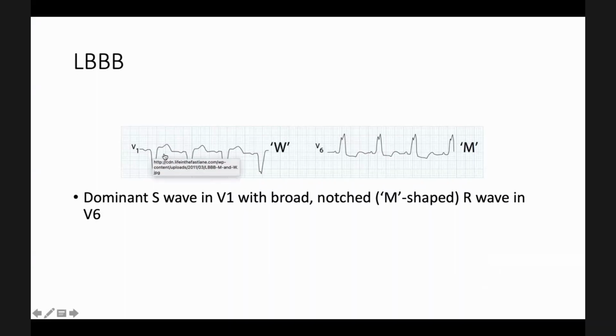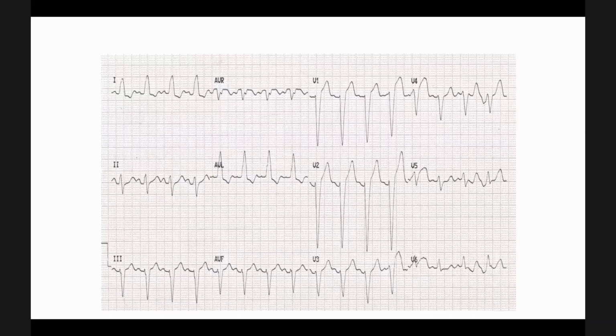So how do you diagnose left bundle branch block? They have broad QRS complexes, and also a deep, broad S in V1, a dominant S in V1, and usually you see an M pattern in V6. That's how you think and diagnose that the patient is having left bundle branch block.